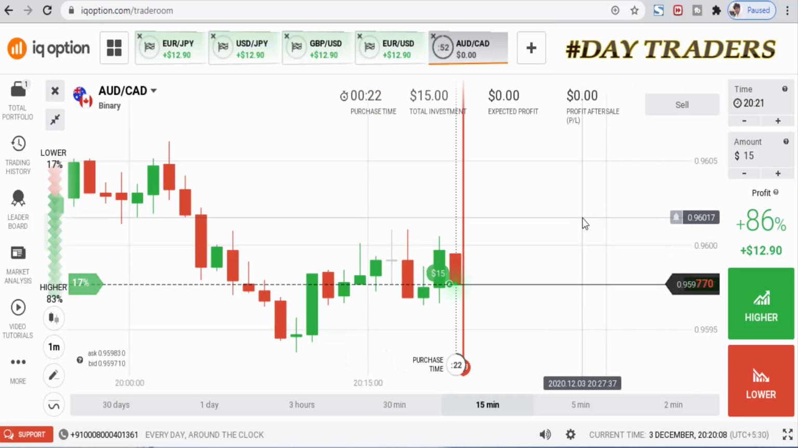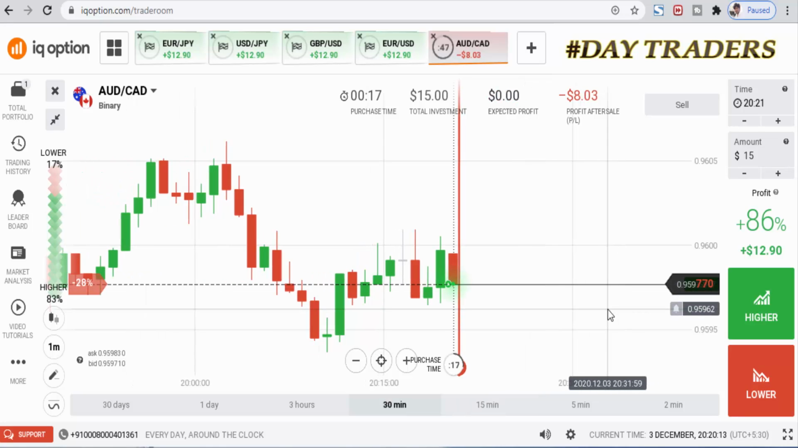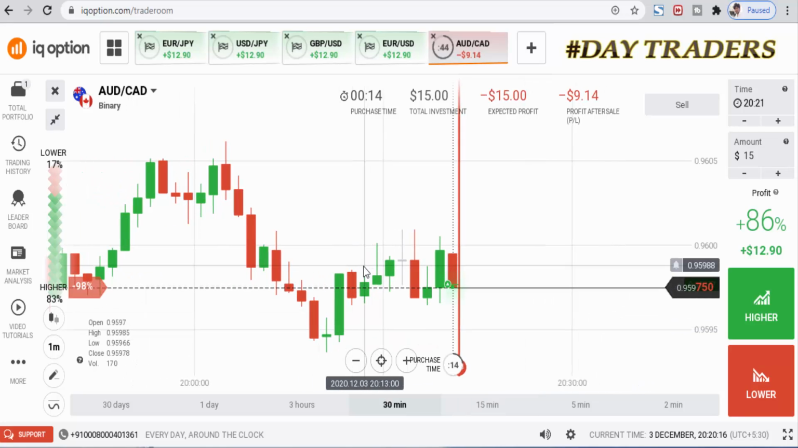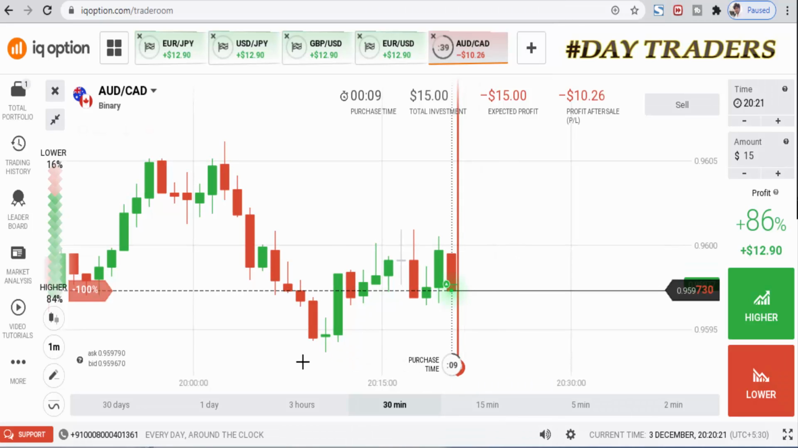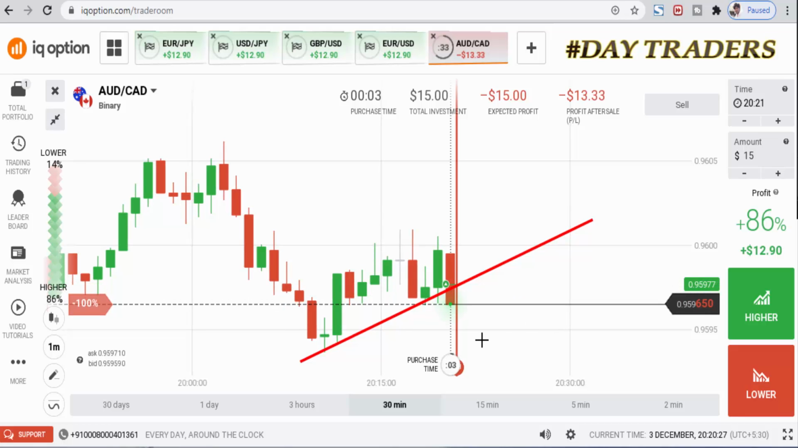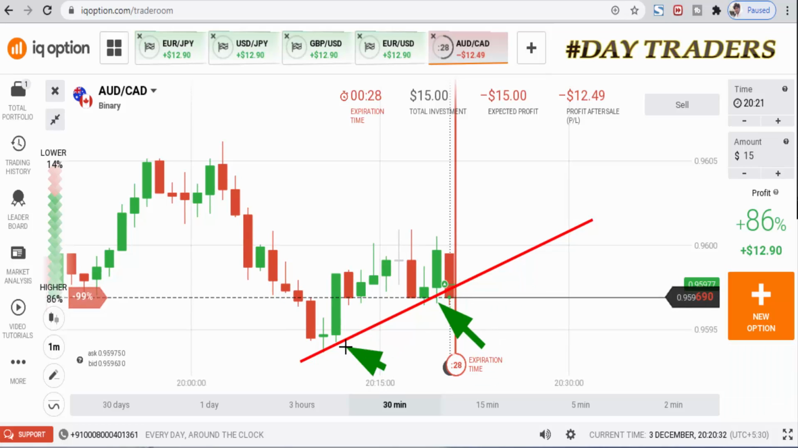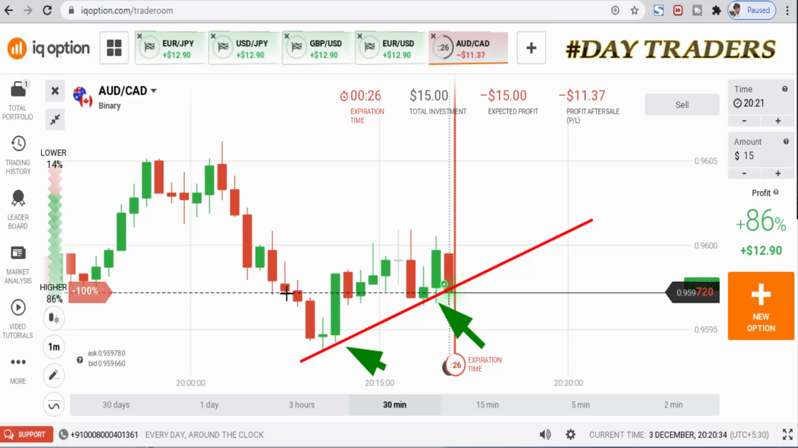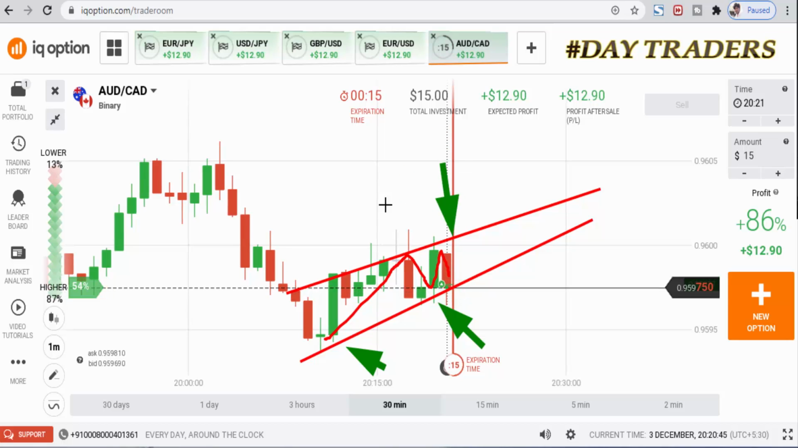Okay, we'll place a higher option, some margin safety trade only. And this is 50-50 chances. This price action is not good. This is a buyer's entry point only, that's the reason I place a higher option. This is a buyer's entry. This is market momentum. This is a seller's entry.